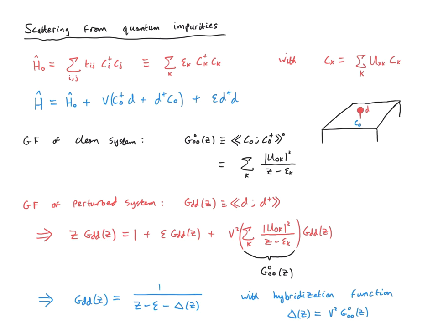The philosophy of this calculation is rather similar to that of the T-matrix equation that we looked at previously. We find the Green's functions for the coupled system in terms of the Green's functions for the uncoupled system. Here we have a Green's function for the impurity, which can be related to this hybridization function, and this only involves properties of the environment, that's the C electrons in this case, in the absence of the impurity.